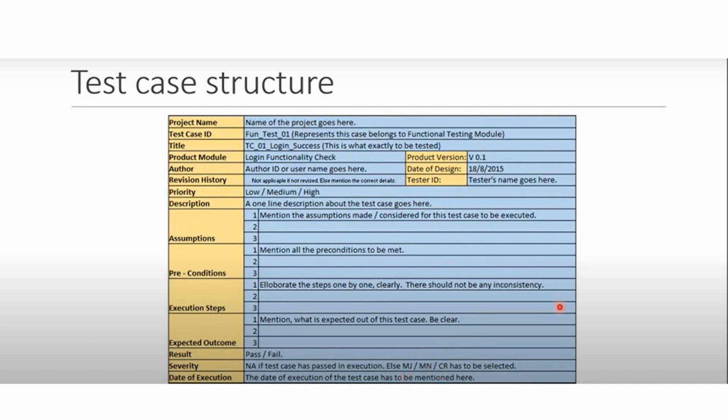And then the result has to be specified as pass or fail. It cannot be on hold. You cannot call anything as hold. It has to be either pass or fail. Severity. Well, you have designed something that can fail the current module, that can fail the group of modules, that can fail the whole system.